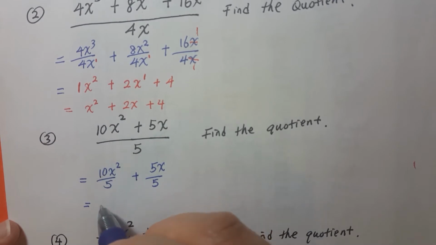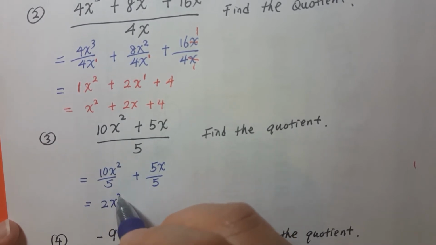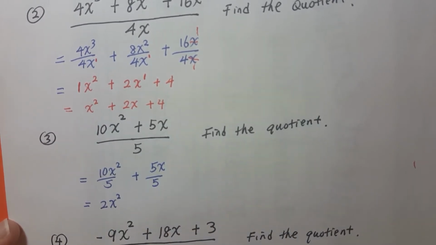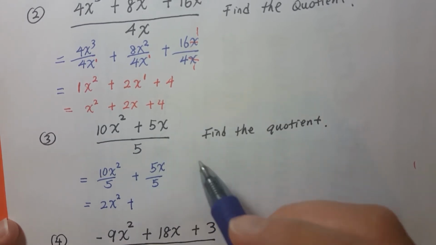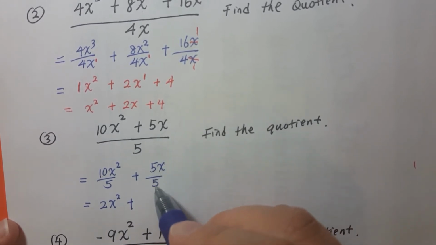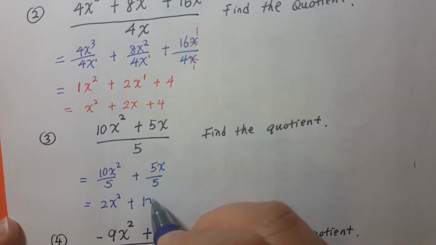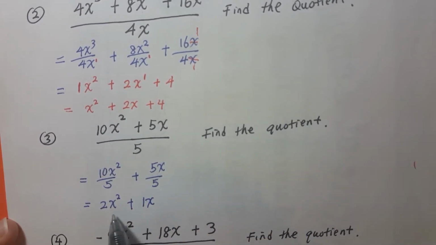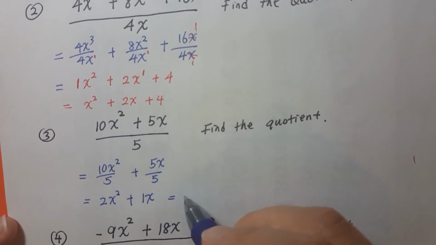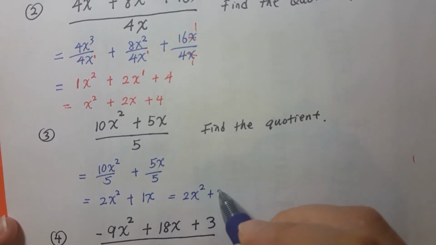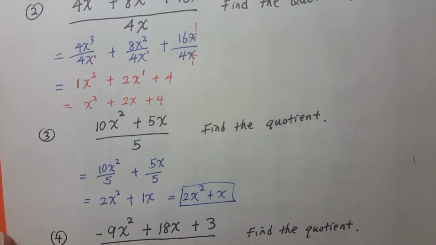So 10 divided by 5 is 2. X squared stays the same because there is nothing to simplify with that. And the plus sign stays the same. 5x divided by 5. 5 divided by 5 is 1. And nothing simplifies with the x, so it stays as x. Now we're going to rewrite this into 2x squared plus x. So this is the answer.